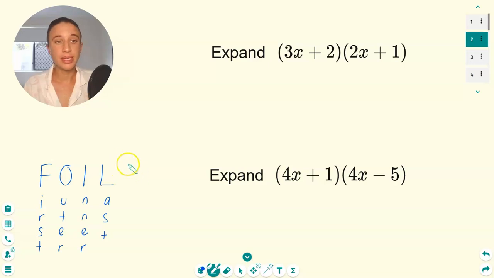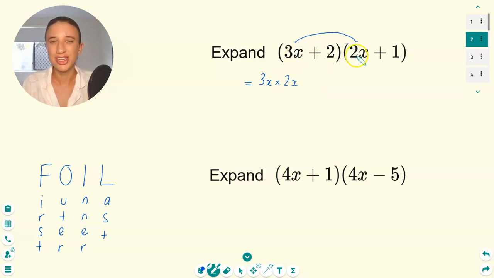Okay, so the first thing we need to understand is this acronym here called FOIL, which stands for first, outer, inner, last. All right, let's apply it. So the first thing means first term times the first term. So let's just write it out. So 3x times 2x, I'm going to write it out so that we can see all the terms first, but we'll make it simpler soon.